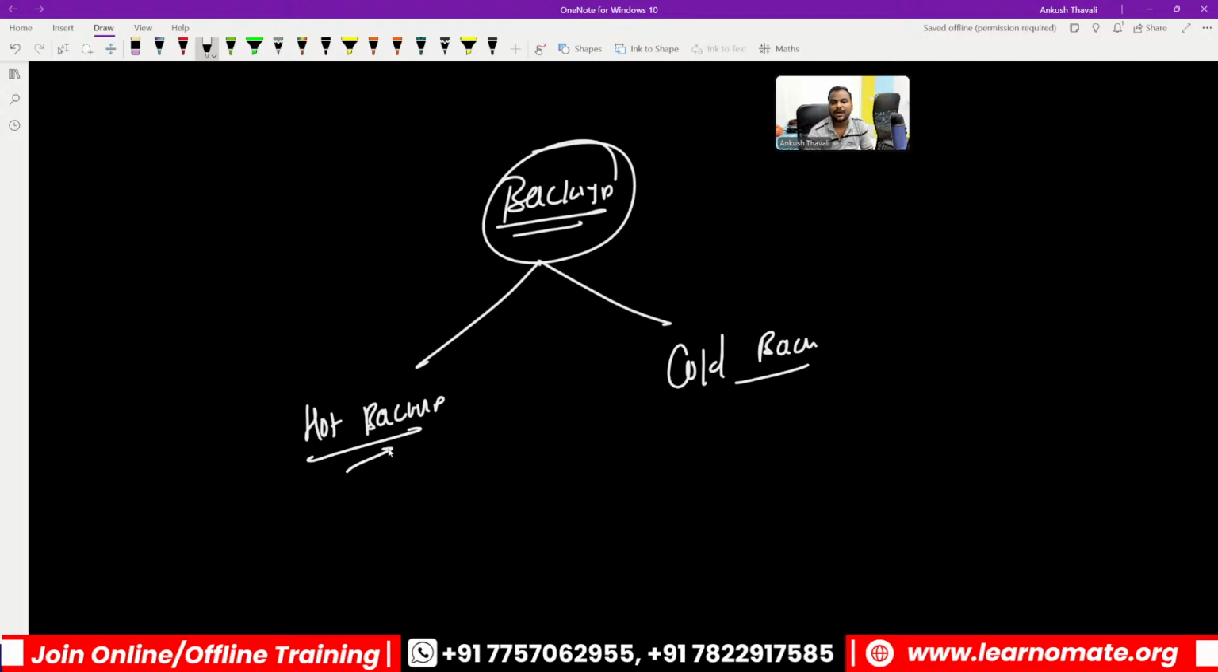Now what is meant by hot backup? Hot backup means when my database is up and running. Take the example of your EXPDP. Whenever I was taking the backup of my tablespace or schema, did I shut down my database anytime? No, I did not shut down my database. My database was up and running. I'm going to take a backup daily.